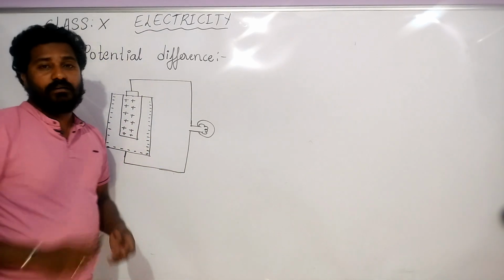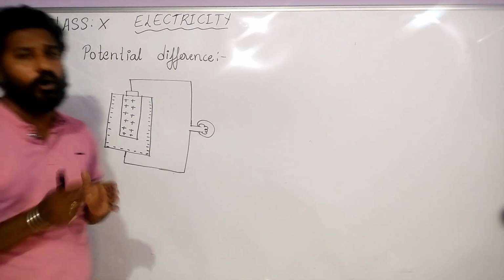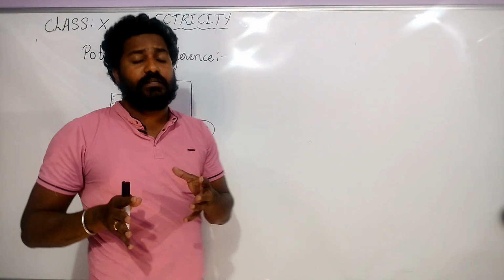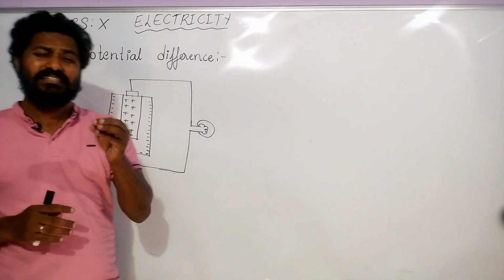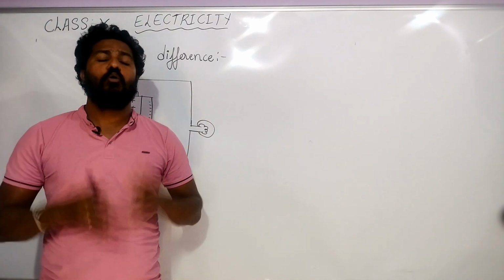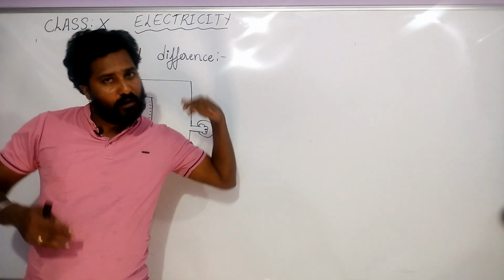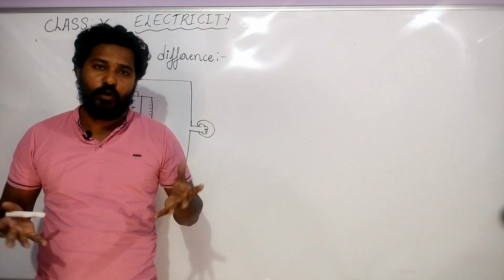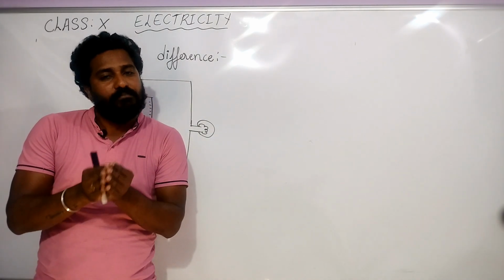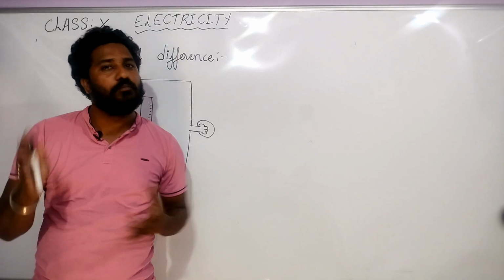We'll move on to the concept, children. The next one is potential difference. I told you that current flows, so there must be something to make it flow. Who makes them flow? Can it flow like that by itself? No. It needs something to make the electrons move, right?